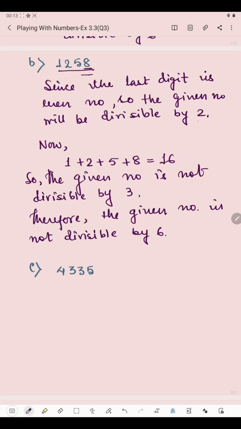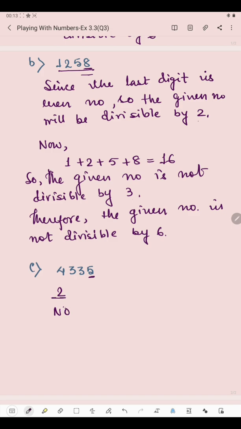Now in the next part we have 4, 3, 3, 5. Again we will check the divisibility by 2. Here we can see that the last digit is an odd number, and if the last digit is an odd number, then it won't be divisible by 2. So we will write, since the last digit is an odd number, it will not be divisible by 2. So we will write no.